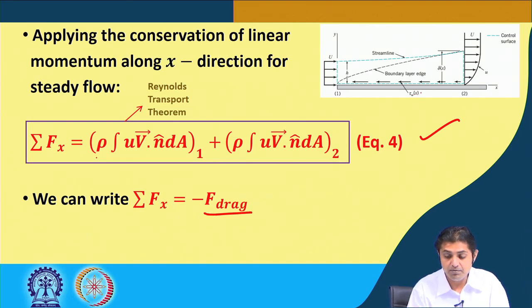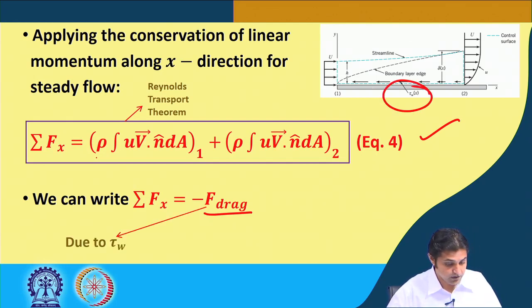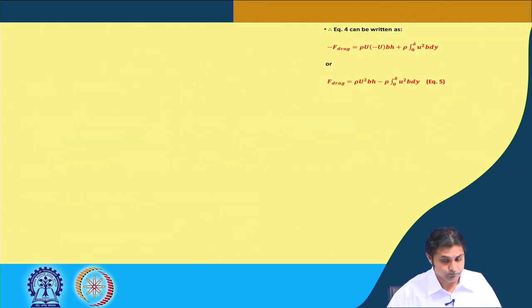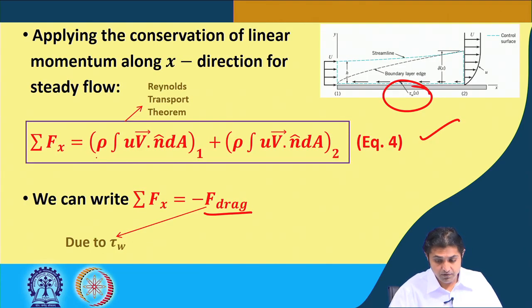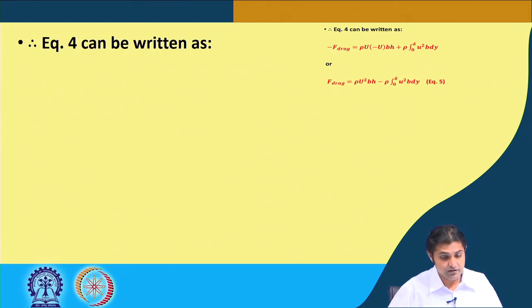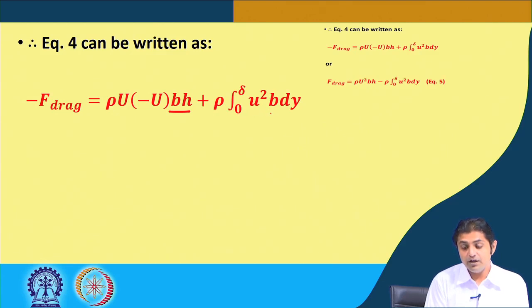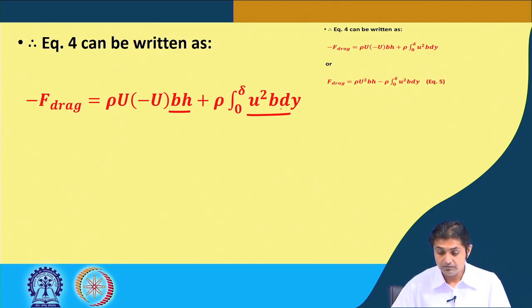So, drag will happen because of this shear stress here, and this is, as I told, due to tau w. All right. Now, this equation number 4 can be written as minus F drag. So this is the equation. We write rho (U minus u) into bh plus integral 0 to delta of u square b dy. All right, and this gives us equation 5.